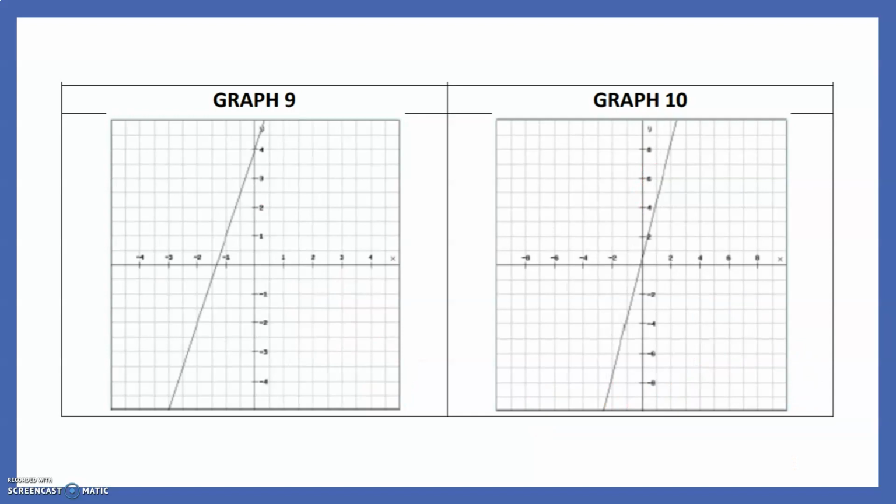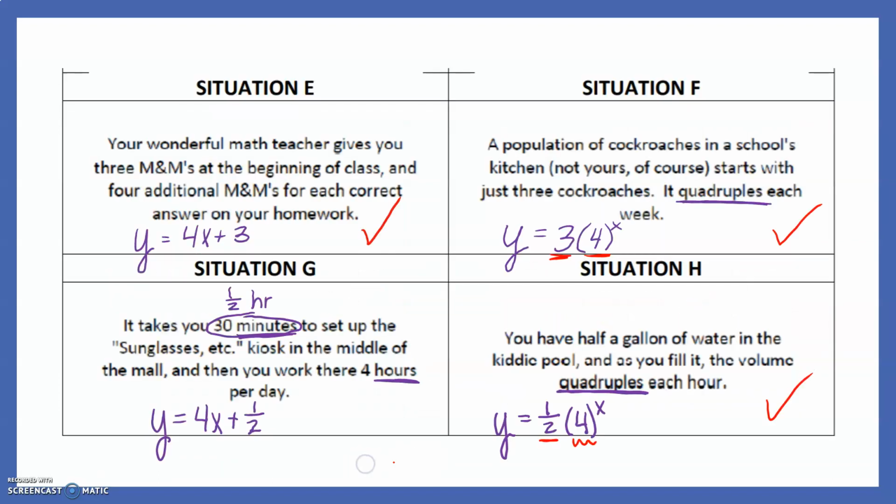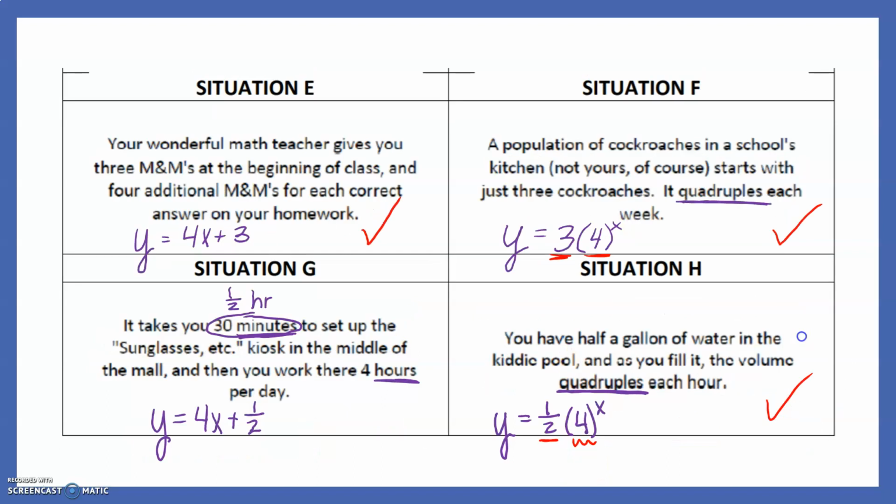Now we have two more graphs, graph number 9 and number 10, and both of these are linear. My B value for graph number 9 is 4, and my slope is 3. So I'm looking for an equation that is y equals 3x plus 4. Situation G doesn't work. Situation A does. Y equals 3x plus 4.